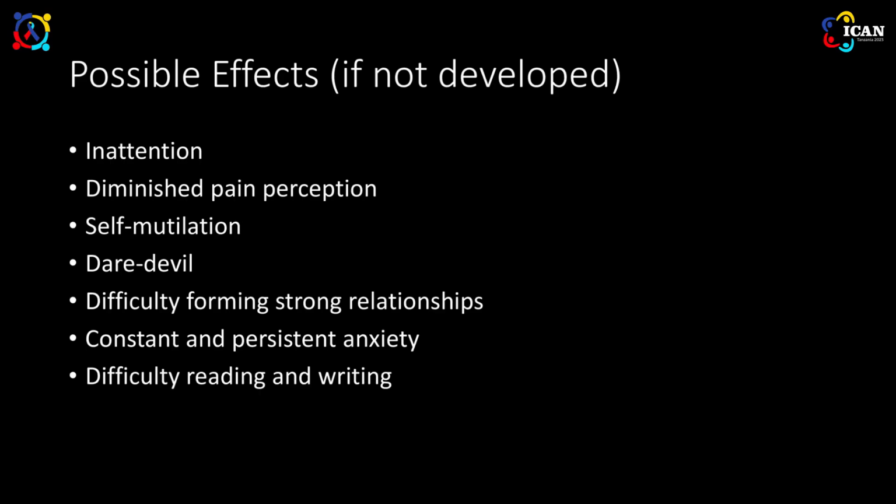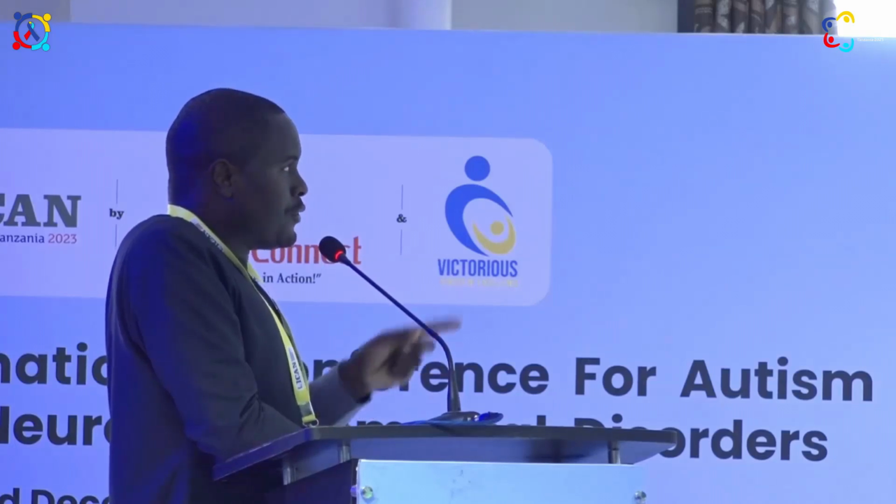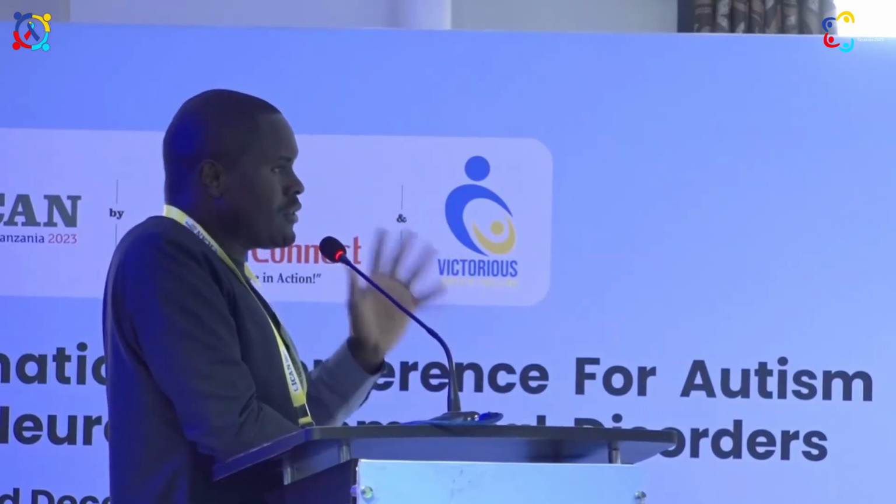So we have inattention, diminished pain perception, self-mutilating behaviors, daredevil behaviors, difficulty forming strong relationships, constant and persistent anxiety, and difficulty reading and writing. Usually when these parts of the brain are underdeveloped, a child will always struggle with that. Now we have the patterns that we need to train the child. Usually we start to see if a child can do these patterns independently. If the pons is fully developed, they'll perform them very well and independently. But if they struggle with them, it means those parts of the brain are underdeveloped.